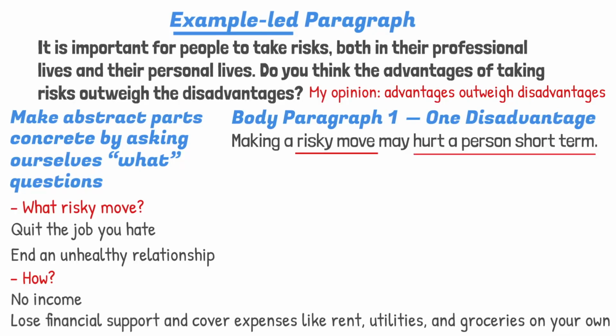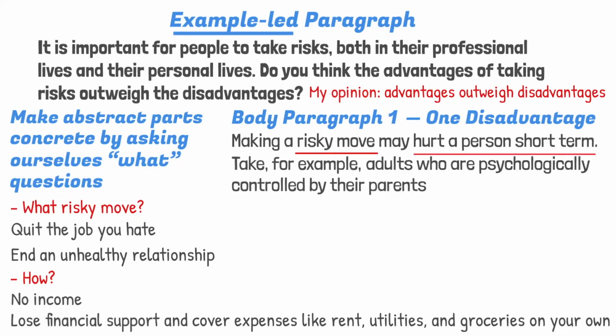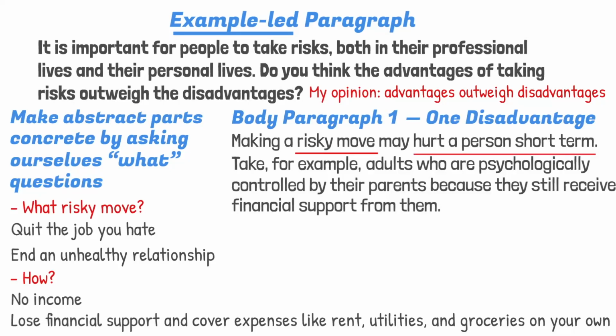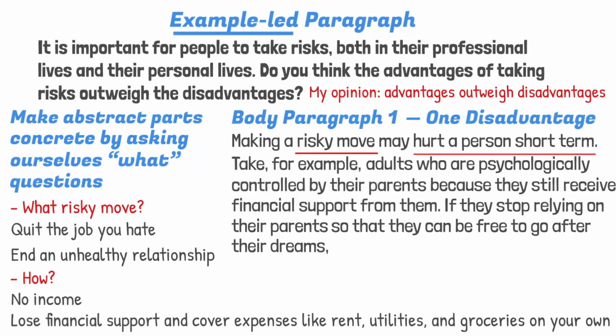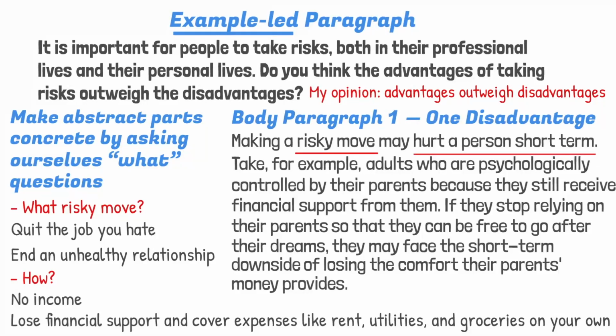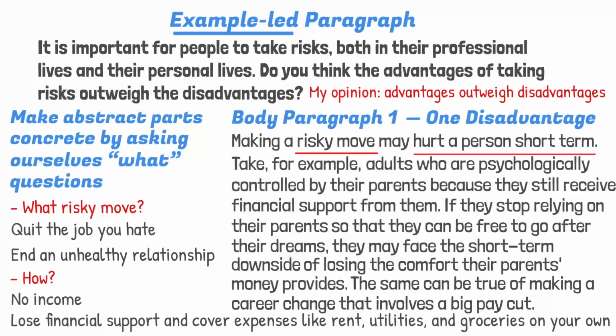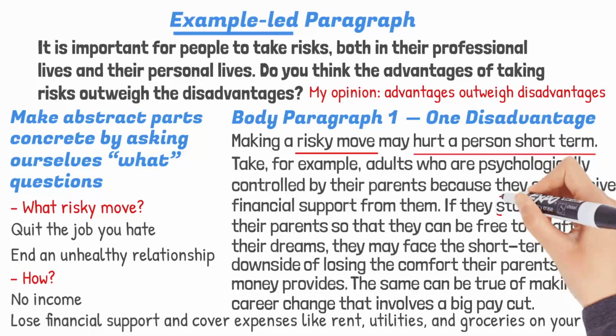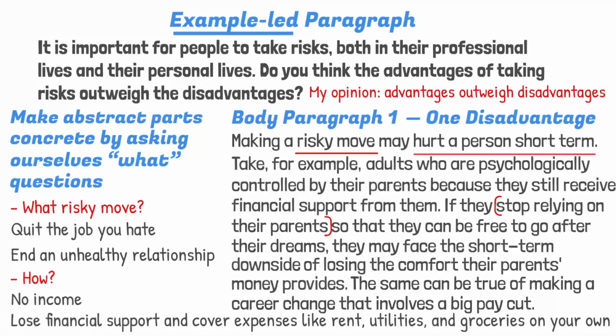Here's my example. Take, for example, adults who are psychologically controlled by their parents because they still receive financial support from them. If they stop relying on their parents so that they can be free to go after their dreams, they may face the short-term downside of losing the comforts their parents' money provides. The same can be true of making a career change that involves a big pay cut. This is the risk they take, and this is the short-term loss they may face. This is an example full of details. This paragraph is not finished, but I'm gonna stop here.